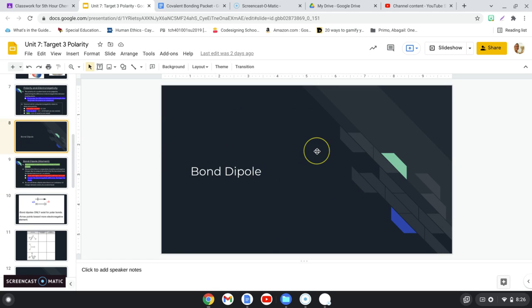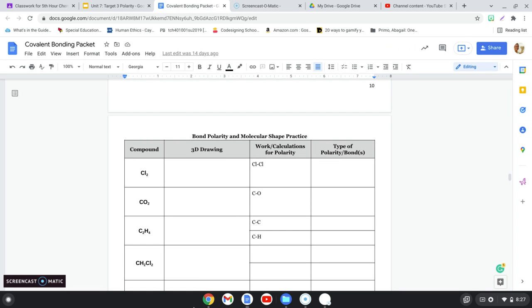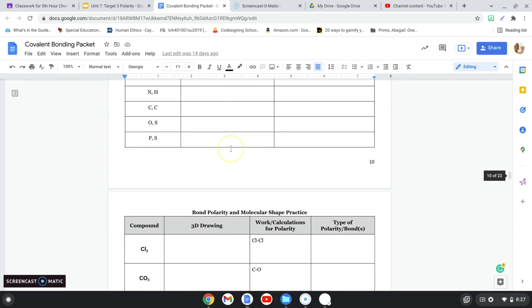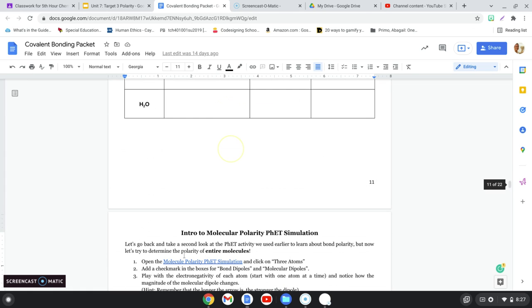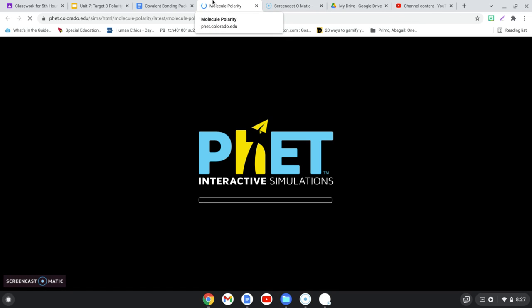So now we're going to be talking about bond dipoles. What that means is it's a measurement that shows how polar a molecule is. It occurs when there's a separation of positive and negative charges. So what that means, if we go back to the PhET really quick, okay?